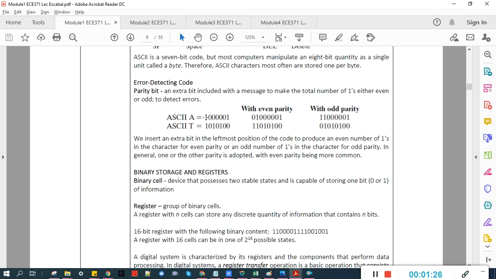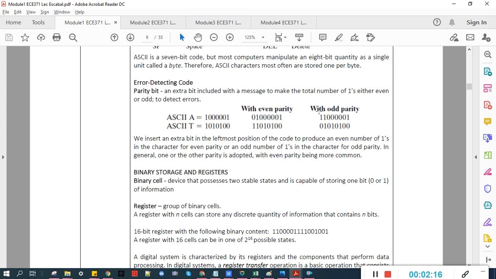Here we have 7 bits for ASCII A. Since we are using even parity, we want the total number of ones to be even, that is multiples of 2, like 2, 4, 6, 8. Since the total number of ones here is already 2, which is already even, we only add 0 to maintain the even number of ones, which is 2. So we add 0 here at the most significant bit for even parity.